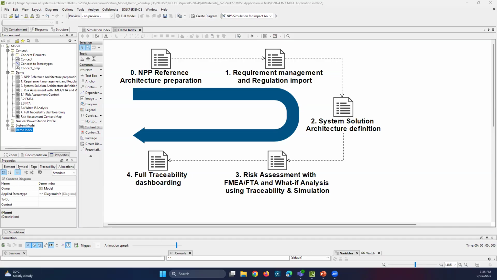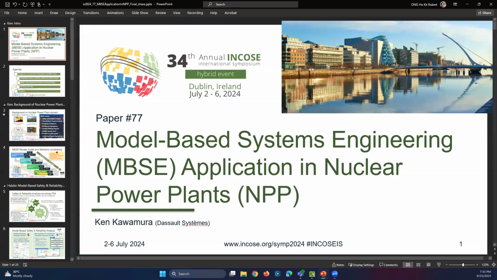Tonight, our topic will be one of the applications of model-based systems engineering, particularly used in nuclear power plant design, focused on what-if analysis and risk assessments. I think it's a very interesting case study that we did back in 2024 with our colleague Ken Kawamura and other people. If you're interested, we can share the papers with you, but we just try to look into an overview of what this story is about.